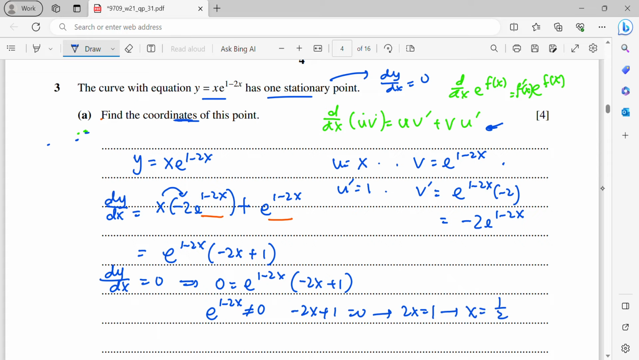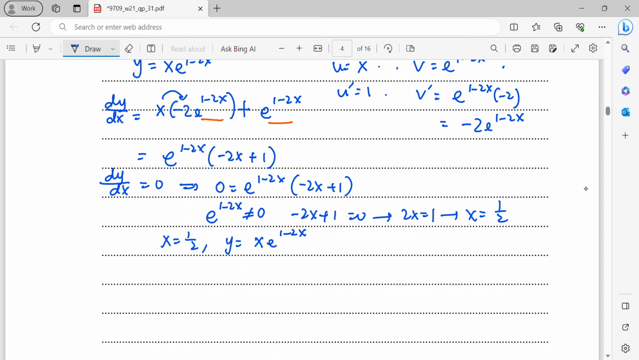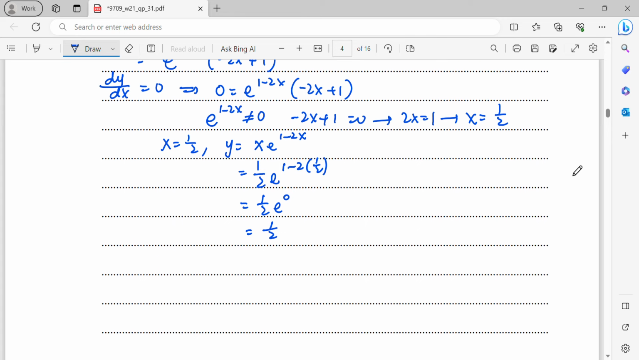Okay, and now we need to find the coordinates of the point. Substitute into this y. So when x is half, the y is x e^(1 minus 2x), which means you will be getting half e^(1 minus 2 times half). So I will get half e^(1 minus 1), which is e^0. E^0 is 1. Therefore, I'm getting half. Okay, so with this, I will get the stationary point with coordinates half and half.